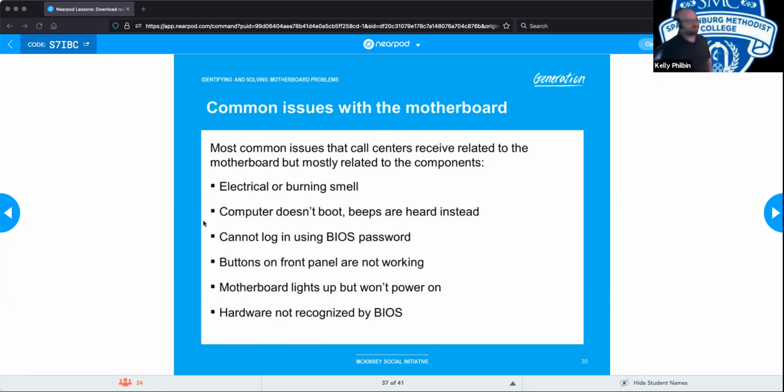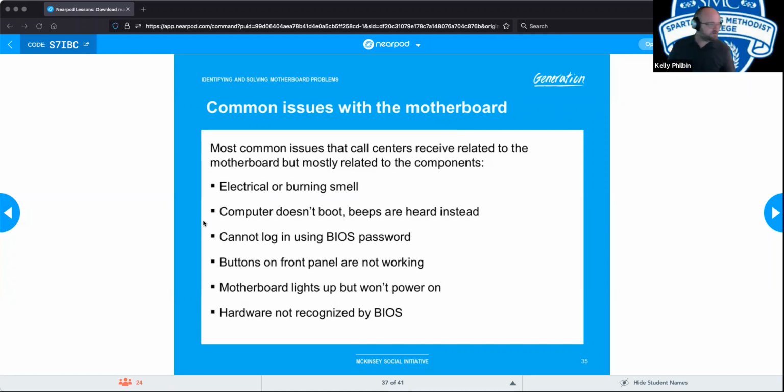Thank you, Mark. Removing the CMOS battery resets all settings, including the password for the BIOS. Not for the computer, just the BIOS. Very good.